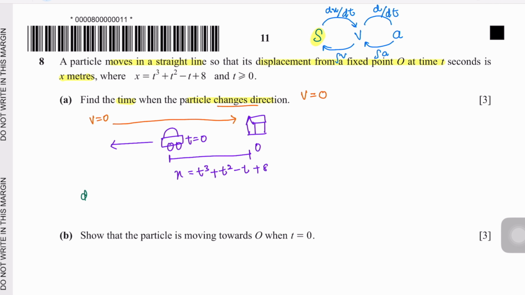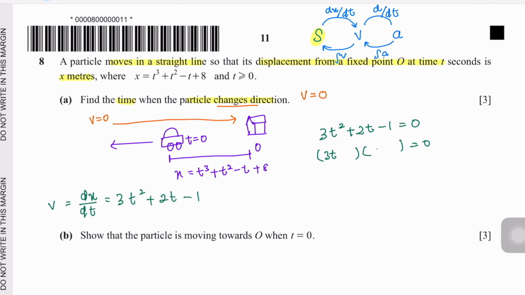Let's differentiate that, so it's going to be dx over dt. Now, this is the power rule: 3 brought in front, and then power minus 1, so 3t power 2, plus 2 brought in front, 2t power 1 minus 1. Since this is equal to velocity, and when it changes direction velocity is 0, we can just do 3t power 2 plus 2t minus 1 equal to 0. From here on, we just need to factor and then find our t.